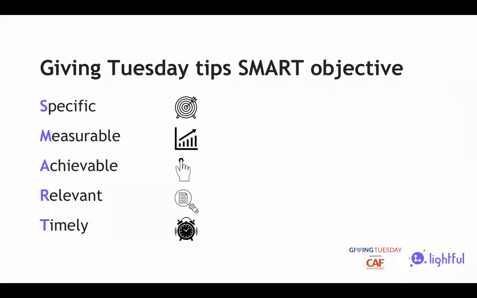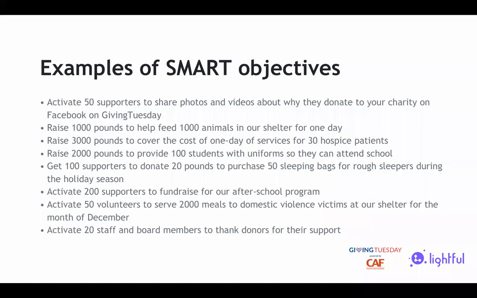Now, when it comes to setting objectives, I think we're all guilty of perhaps setting objectives that are a bit too general and lofty. So we always use the SMART framework here at Lightful, and when we advise people, to always be specific, always be measurable, achievable, relevant, and timely. Now, realistically, what does that mean for you as a charity or a non-profit? These are some really good examples of where other charities and non-profits have used SMART objectives for their GivingTuesday campaigns. So don't be worried. It doesn't have to be something really ambitious. It has to be achievable.